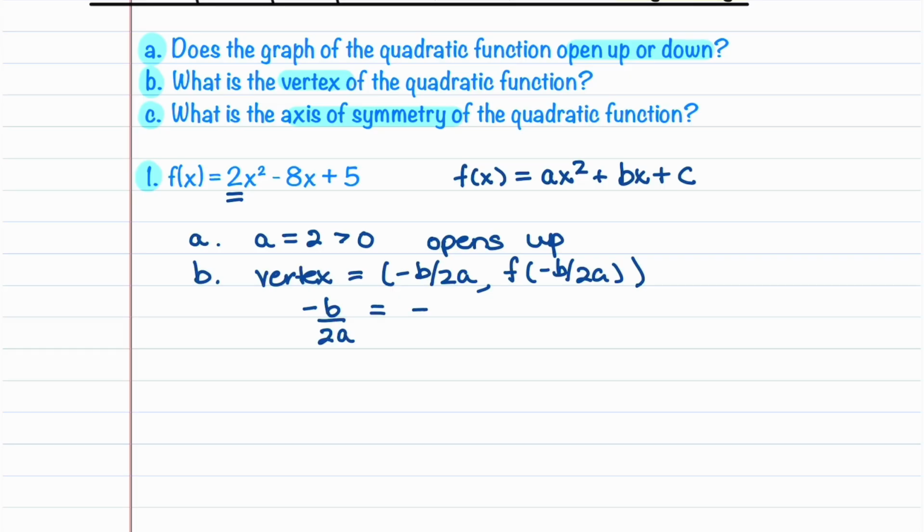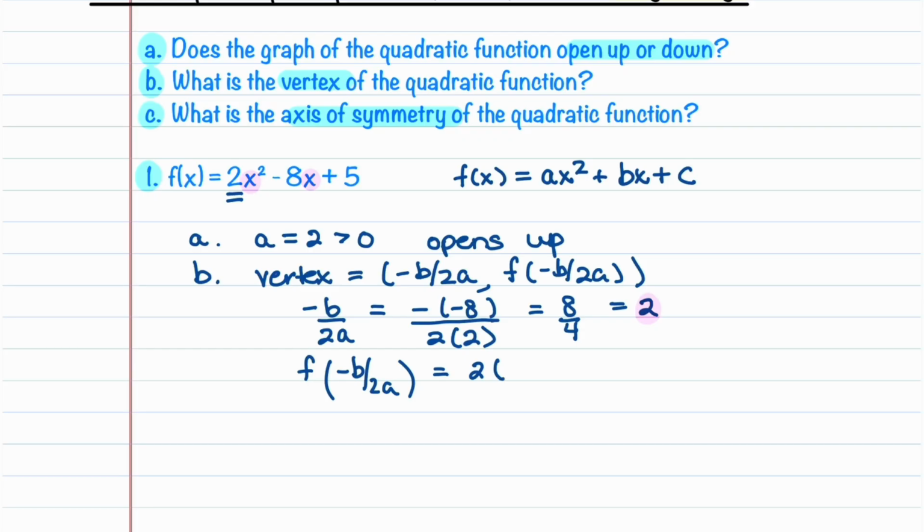The b is the term that multiplies the x, and in our case, that's equal to minus 8. And then we have 2 times our a, which is 2. This gives us 8 over 4, which is equal to 2. Now what we're going to do is take this 2 and plug it back in for x. And that's going to give us our f of minus b over 2a.